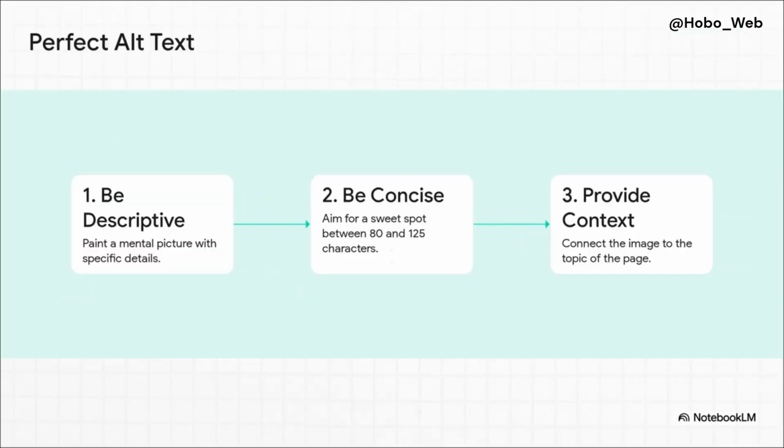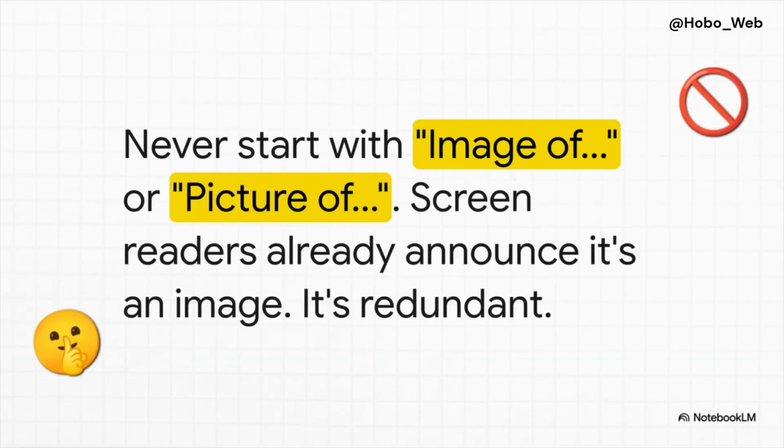So this all really breaks down into 3 simple steps. First, be descriptive and specific. You want to paint a mental picture. Second, be concise. A good rule of thumb is to aim for that 80 to 125 character range. And third, and this is so important, always provide context. The same stock photo of a laptop should have totally different alt text if the article is about remote work versus, say, data analysis.